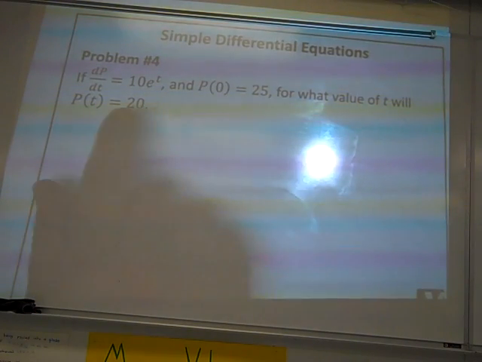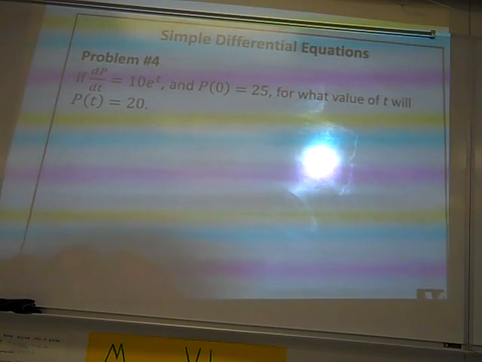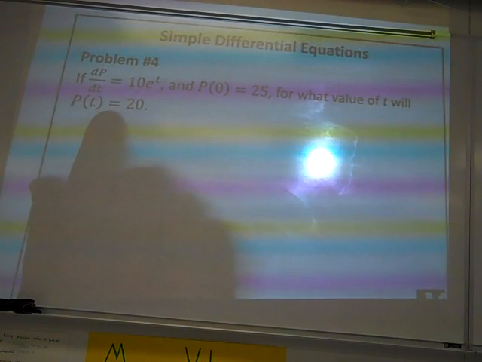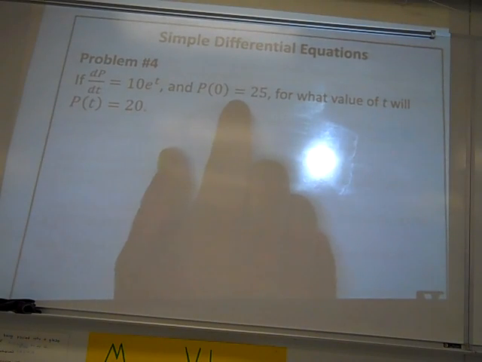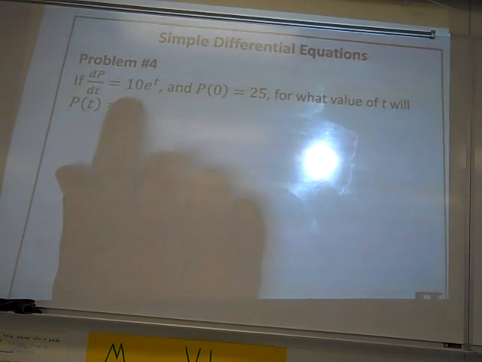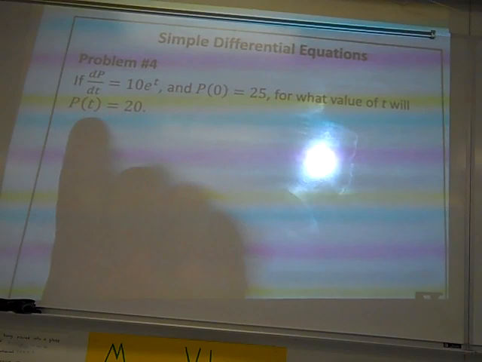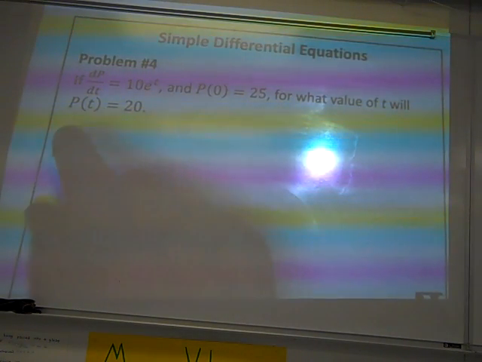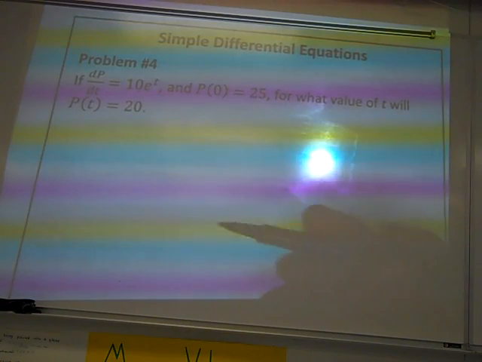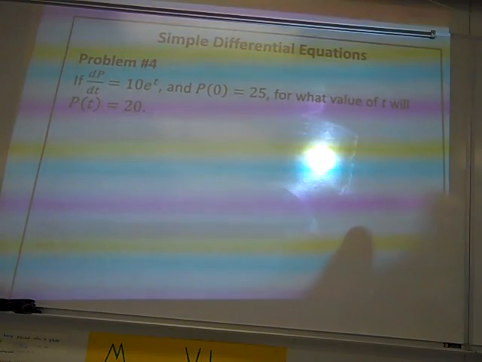For what value of t will P of t equal 20? So maybe this question could be the initial population is 25,000 people, 25 million people. For what value of t will P of t equal 20? For what value of t will the population reach that 20,000 or 20 million? I didn't write it as a word problem. I just wrote it as a differential equation.